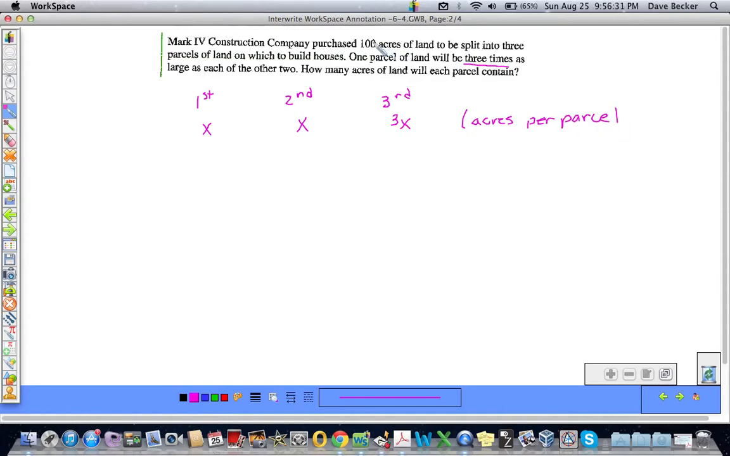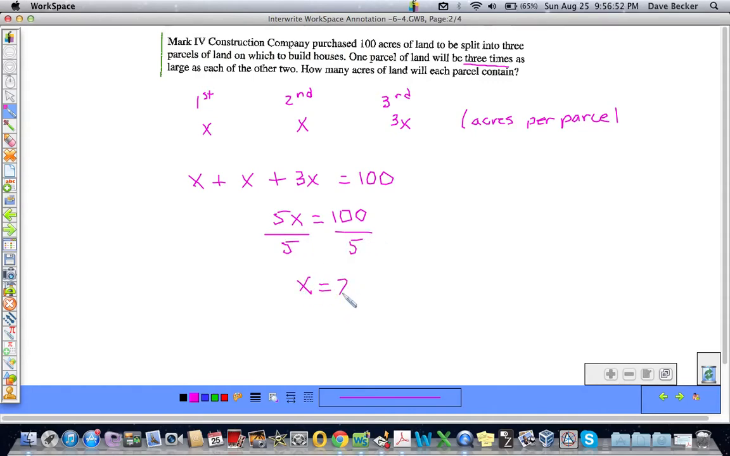Well, we have 100 acres. So that means if I add these, that must add up to 100. So x plus 3x must be equal to 100. x plus 3x, that's 4x, equals 100. I'm going to divide both sides by 4, and I get x equals 25.